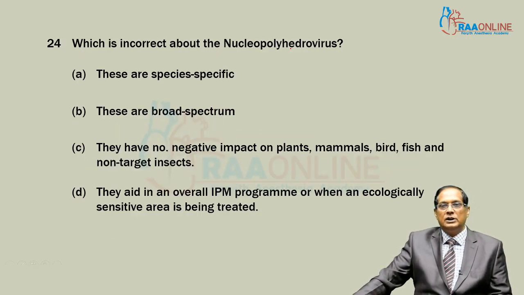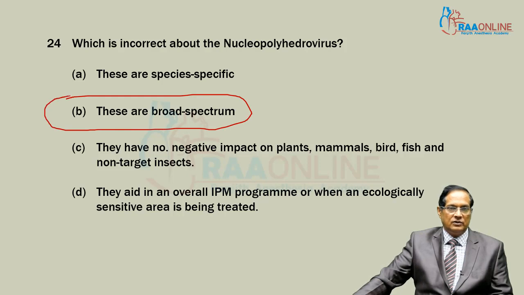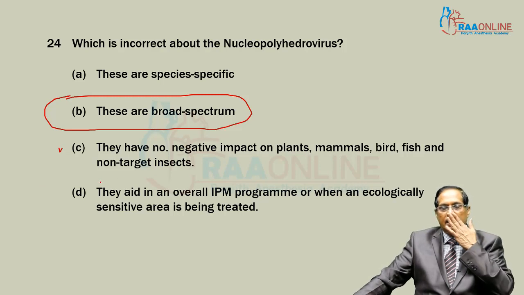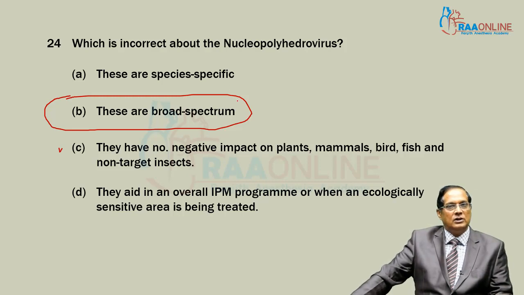Which is incorrect about nucleopolyhedroviruses? Species specific, right? Broad spectrum, no, because it is effective against certain insects only, not on other organisms. But this is good: there is no negative effect on plants, mammals, fish and other non-targeted insects. It is effective only on targeted insects. It's a virus, and viruses are actually host specific.